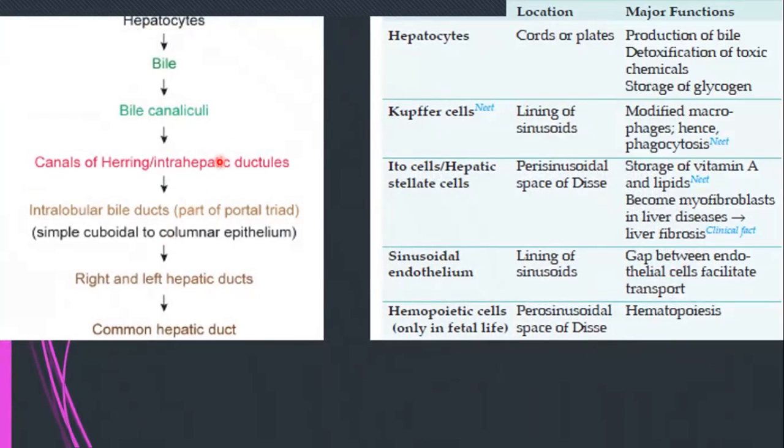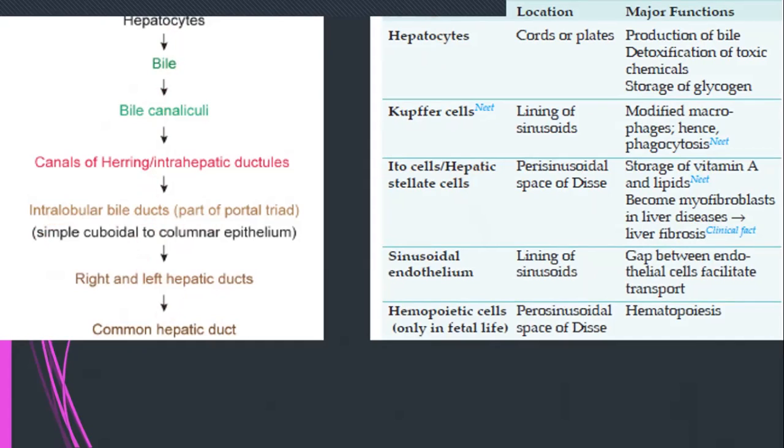So this is how bile flows from the hepatocyte. They produce bile, then into the bile canaliculi, then into the intralobular ducts, or the canals of Herring, then into the interlobular ducts, which form part of the portal triad, then into the right and the left hepatic ducts, then to the common hepatic duct.